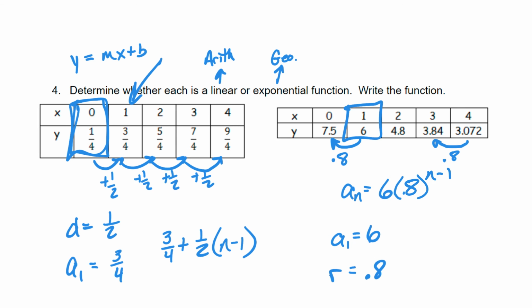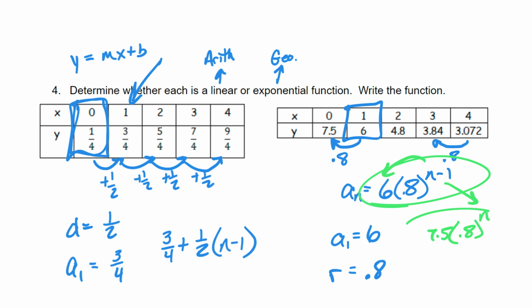Guys, there's actually an infinite number of equations we could construct here. I'll show you the other one that you're probably going to see. That would be just backing the pattern up one. Well, if I back the pattern up one, we would be sitting at 7.5. The ratio would be the same, and now it would not be n minus 1. It would just be normal n. If you were to put this equation or this equation in your calculator, you're going to get exactly the same thing because they are exactly the same thing.